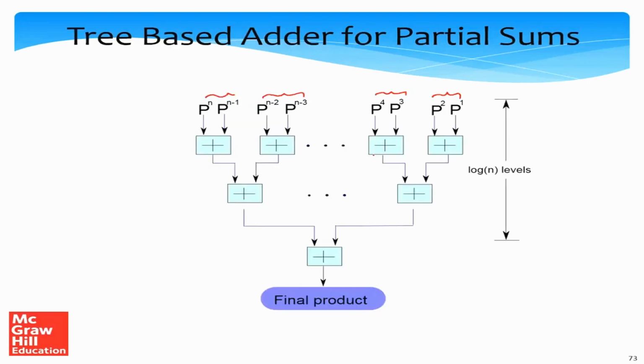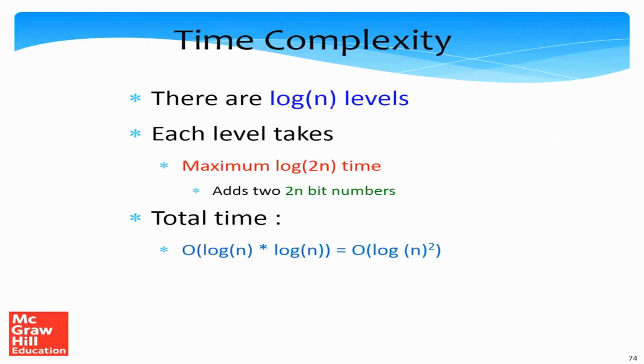At each level, adding even 2n-bit numbers would take order of log 2n time, which is the same as order of log n time because we ignore constants, and even the base of the log is not important. After that, we have log n levels, because in each level, we reduce the number of numbers that we need to add by a factor of 2. So now we have log n levels and each level takes a maximum of log of 2n time because there are 2n-bit numbers, which is the same as log n because we always ignore constants in our work.